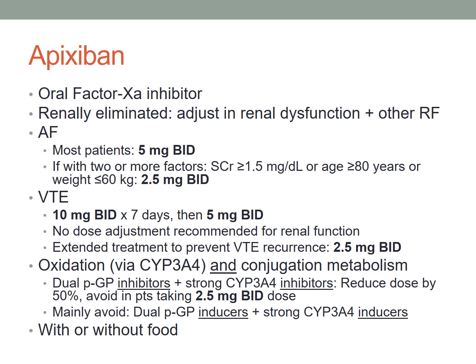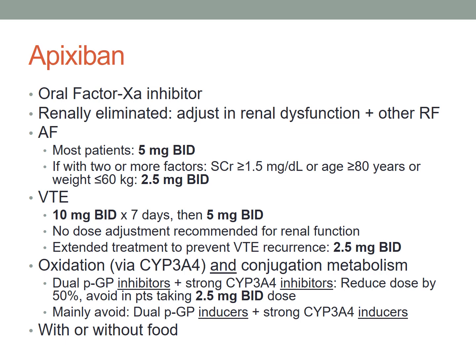Apixaban is our next drug. It is also an oral factor Xa inhibitor. It is also renally eliminated. However, it is the least reliant of the DOACs on renal elimination for clearance. So we do need to adjust in renal dysfunction, but only if there are also other risk factors present.